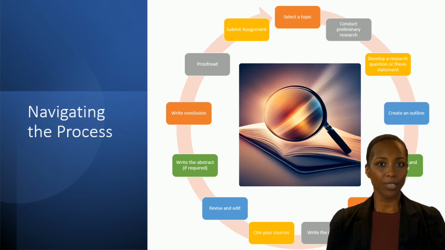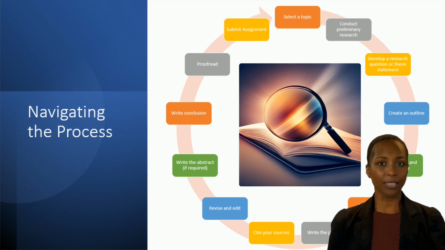Develop a research question or thesis statement. Based on your preliminary research, formulate a clear research question or thesis statement that will guide your study. This should be a concise statement that captures the main focus of your research. Create an outline. Organize your ideas and arguments by creating a structured outline. Divide your paper into sections such as introduction, literature review, methodology, results, discussion, and conclusion. This will serve as a roadmap for your writing.